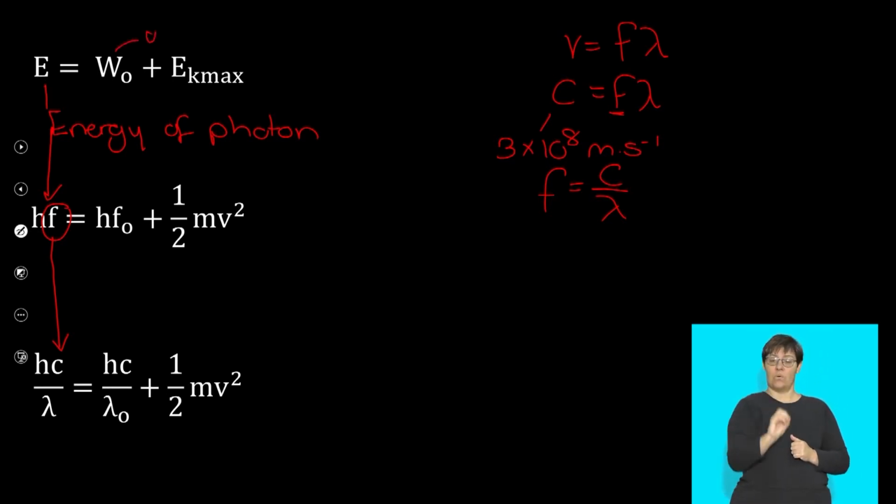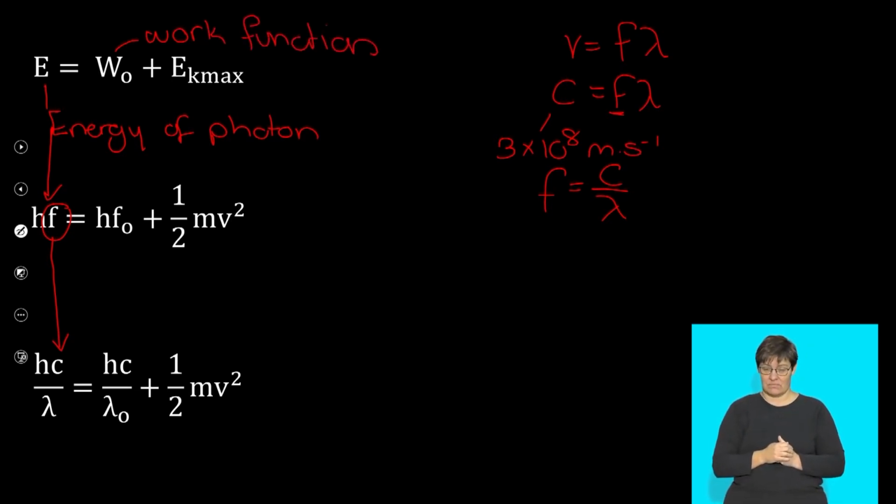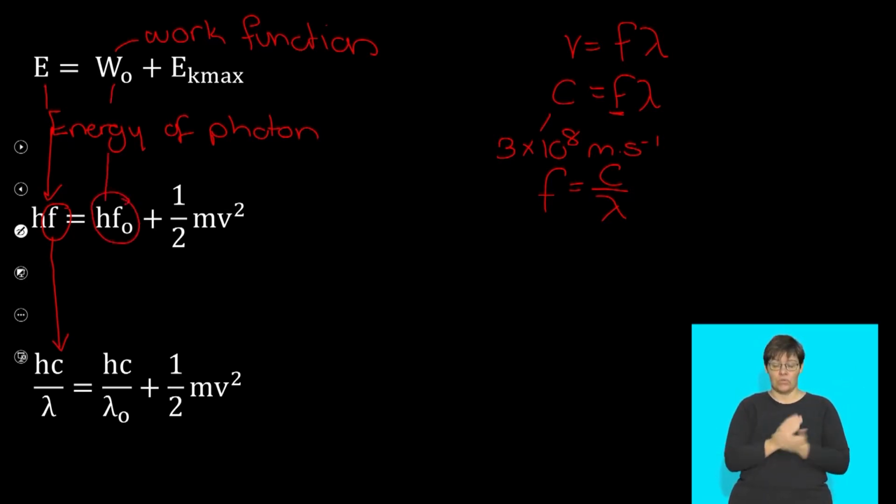W0 is the work function. Okay? Minimum energy needed for the electrons to start to get off the surface of the metal. We calculate the work function by that equation, hf0, where f0, remember, is the threshold frequency.